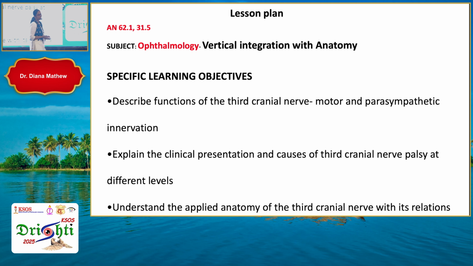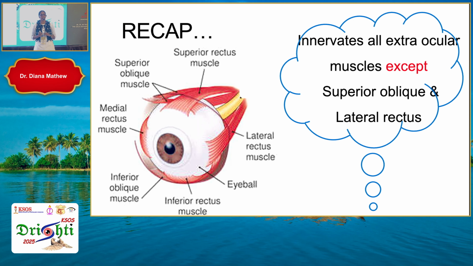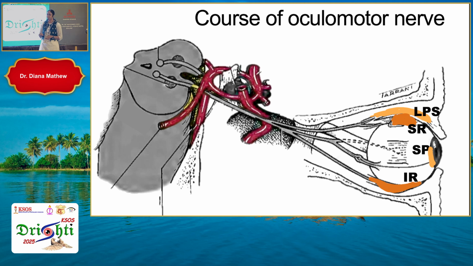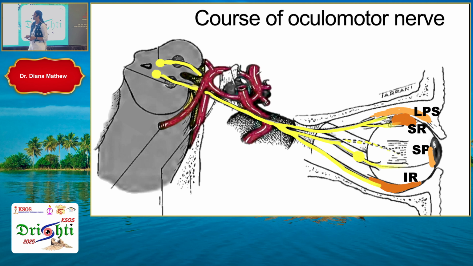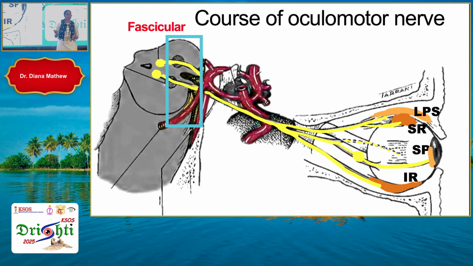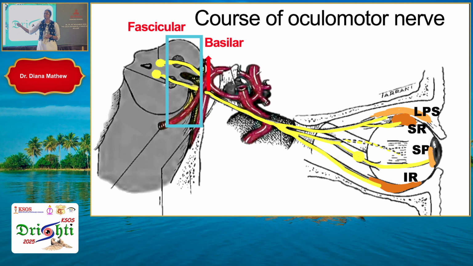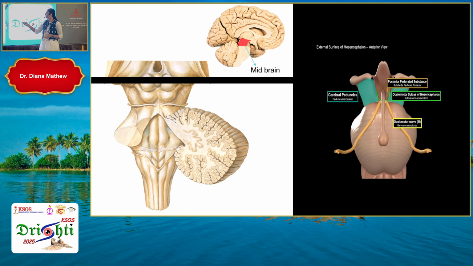Here is my lesson plan, vertical integration with anatomy. Hope you all are thorough with the anatomy, innervations and actions of all the extraocular muscles. In the eye, the third cranial nerve supplies all the extraocular muscles except superior oblique and lateral rectus muscle. Now tell me, which cranial nerve supplies the superior oblique muscle? Yeah, it's the fourth cranial nerve. The third cranial nerve also supplies sphincter pupillae and the ciliary muscle. The oculomotor nerve emerges from the nuclear complex situated in the midbrain, then it passes forward as the fascicular part, reaches the interpeduncular fossa as basilar part, then it reaches the cavernous sinus from where it reaches the orbit.